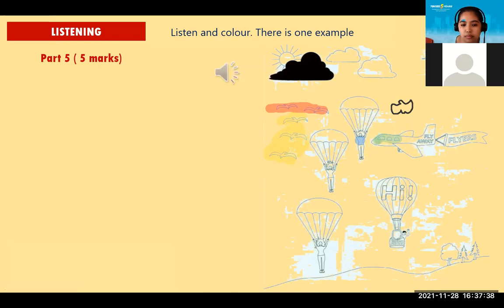Five. In the picture, there are some words. I want you to colour one word. Which one? Just colour the word flyers. OK, but what colour is it? Red. Flyers is red? Yes.